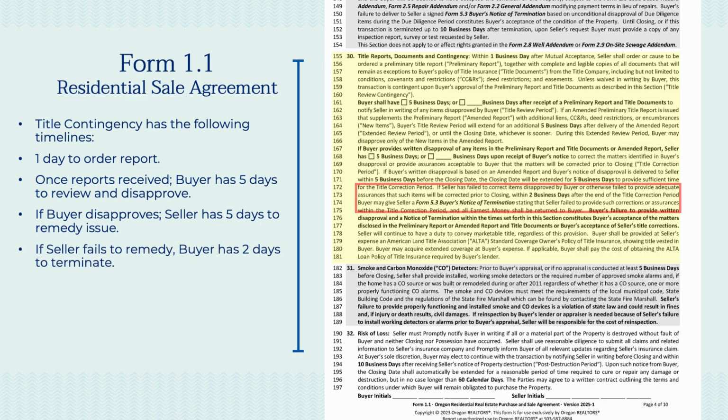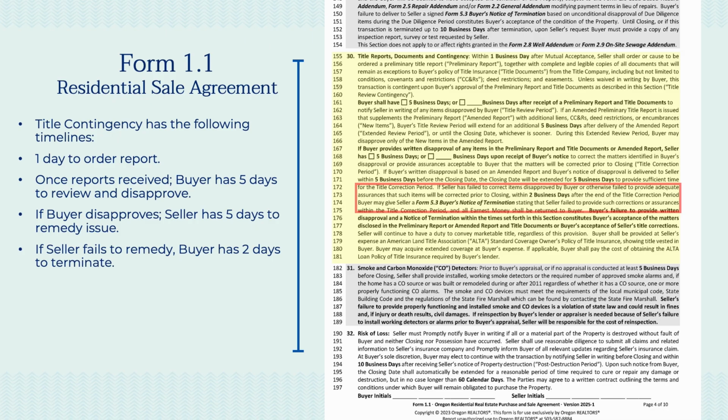Basically, the buyer knows at the end of that 5 days if they've gotten proof from the seller or not that the disapproved item has been disappeared or removed. If the seller has not provided proof that they've fixed the problem, the buyer can terminate the contract, because sometimes these items in the title report are very relevant to the buyer and they may want to terminate the contract. If that happens, the buyer can terminate.